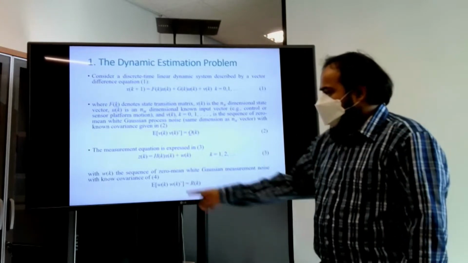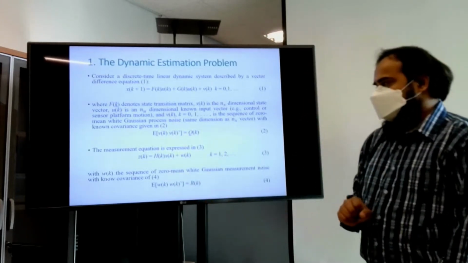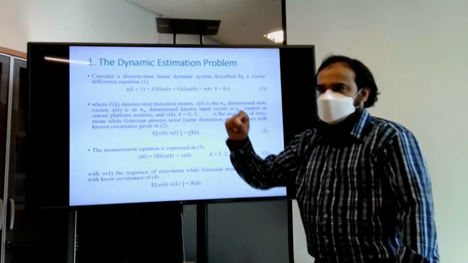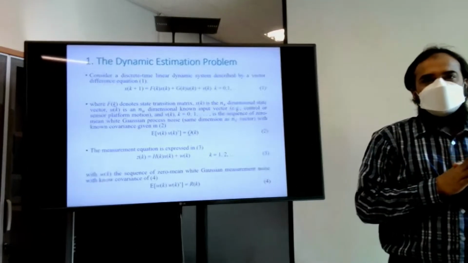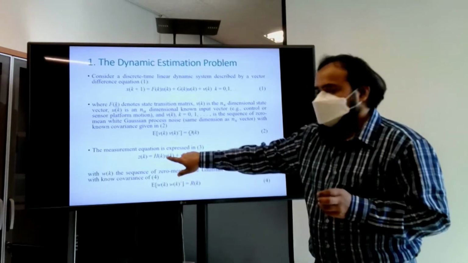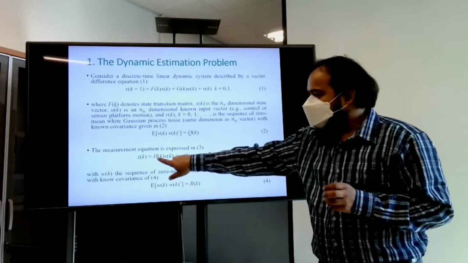And Hk is the measurement matrix. The measurement matrix is just selecting, because x contains the position and velocity, so it selects only the position.